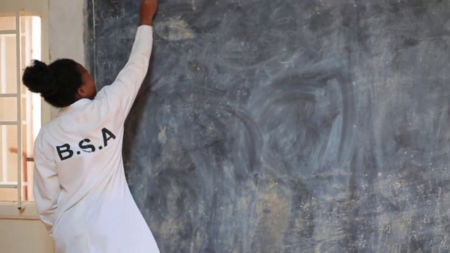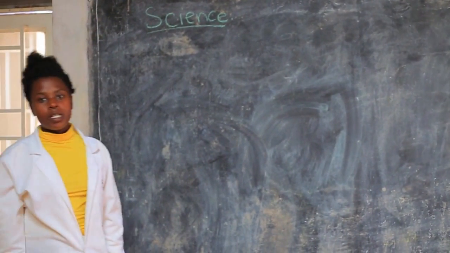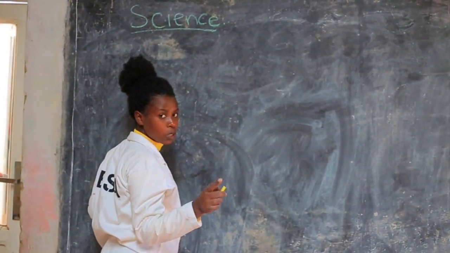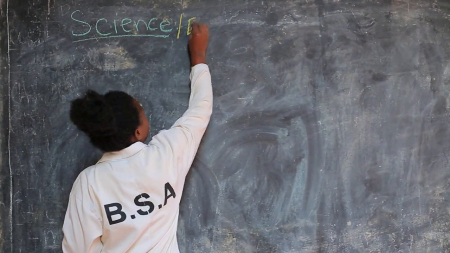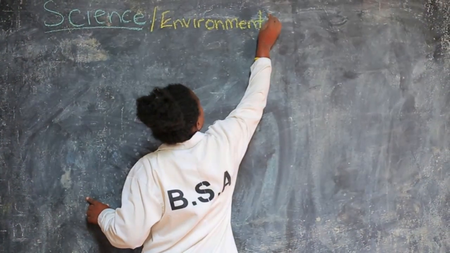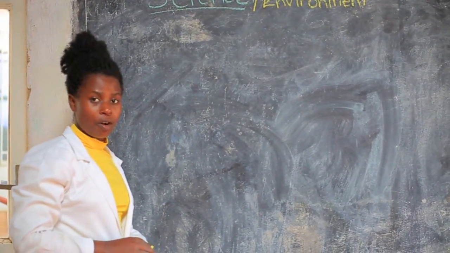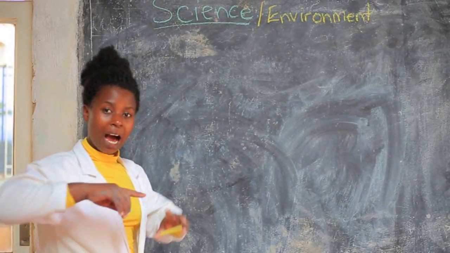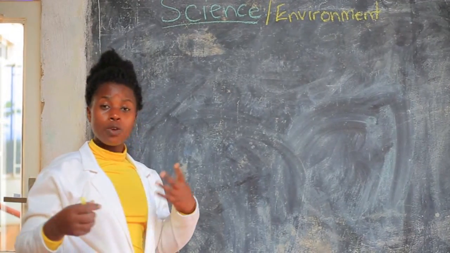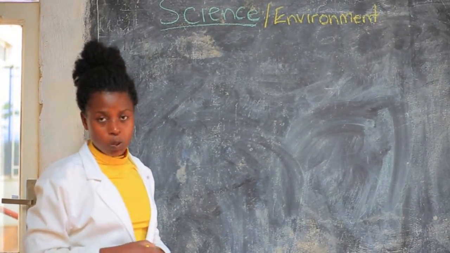Science, or what we call environment. Science can be termed, we can say that it is environment. So, what is this environment, or what is science? Things around us. It simply means things that are around us, around where you stay, around where your mom stays, where your dad stays, or where you are staying. Everything that is around you, we term it as environment.